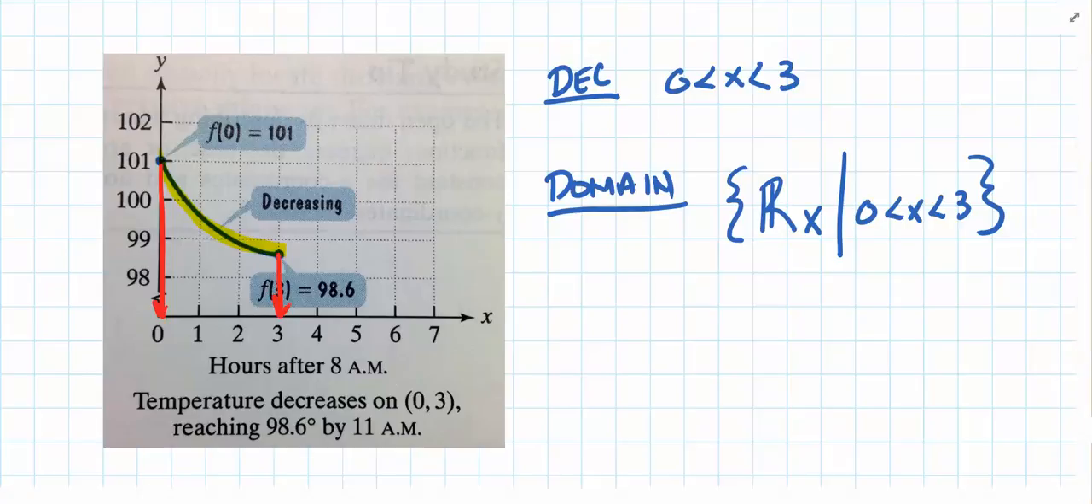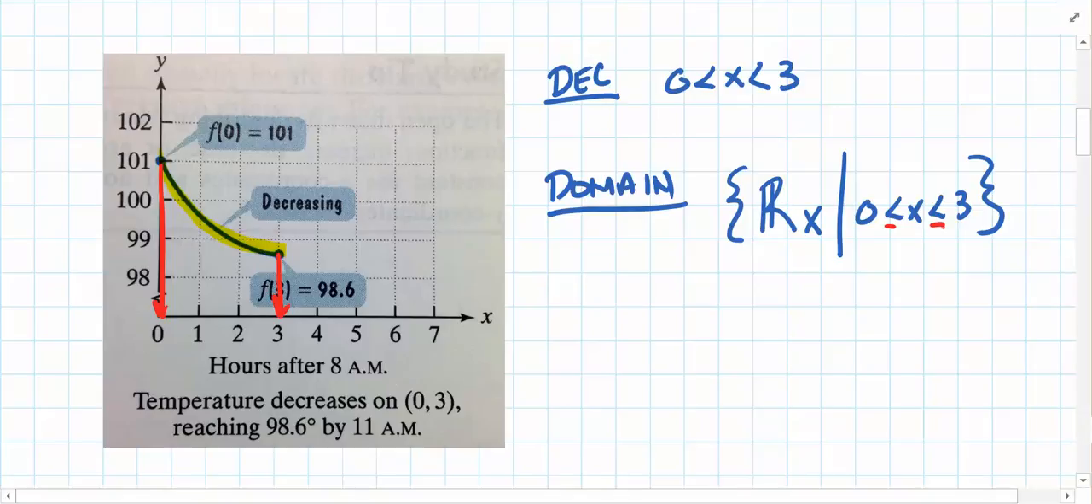Oh, sorry, these ones, we actually include these ones. I made a mistake here. These ones we do include in the domain. Why? Because we can actually plug them into the function, right? At the 8 a.m. hour, the temperature is 101, and at the 3 hours past 8, the temperature is exactly 98.6. So in our domain, we would definitely include the equals to 0 and 3.